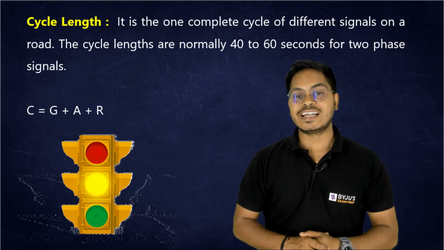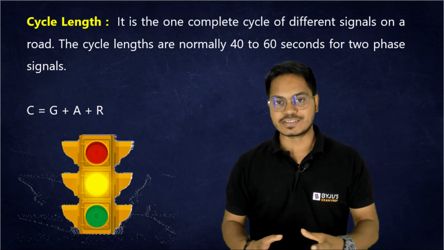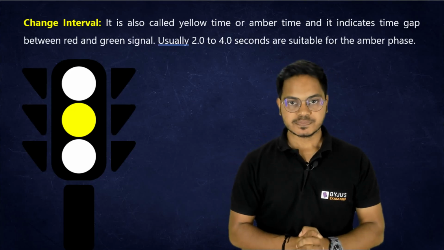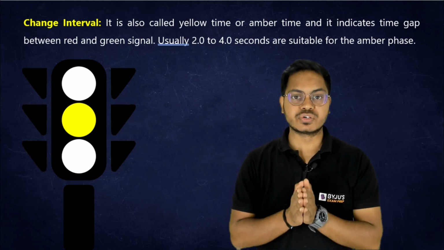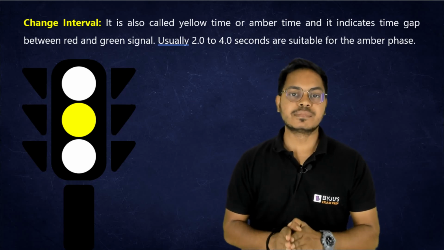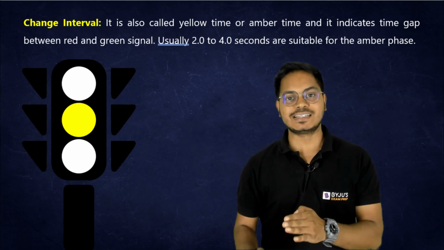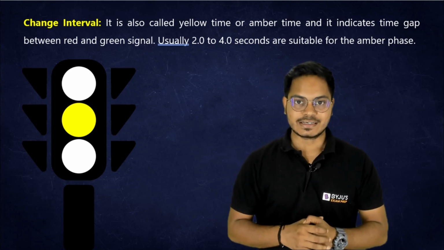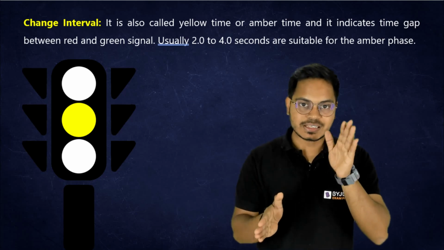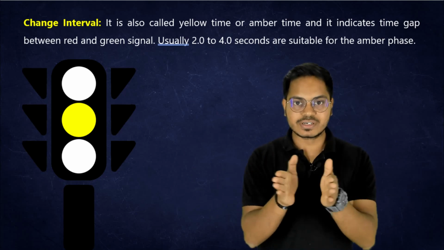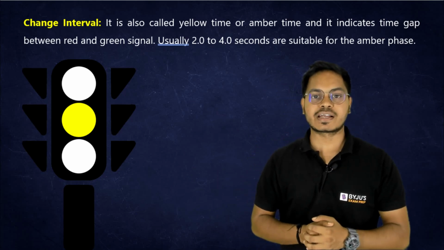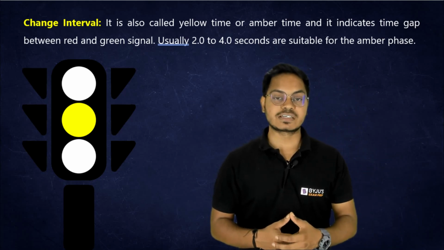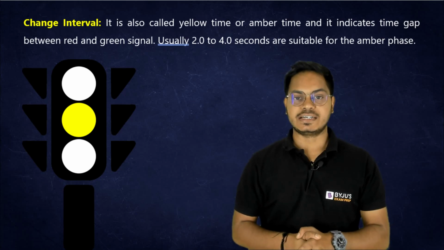Now there are different intervals in a traffic signal. The first one is called the change interval. Change interval is nothing but the duration for which the amber light was on. It is basically the transition between the green light and the red light. So the light that you get in between the green light and the red light is the amber light. The duration for which the amber light was on is basically called the change interval.